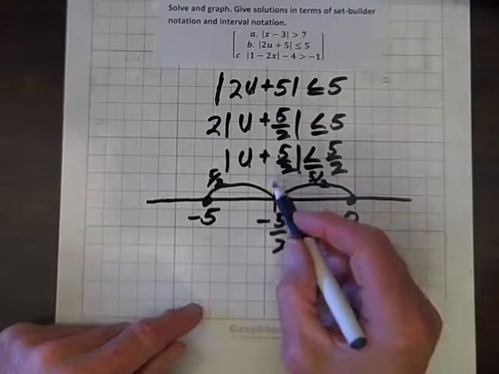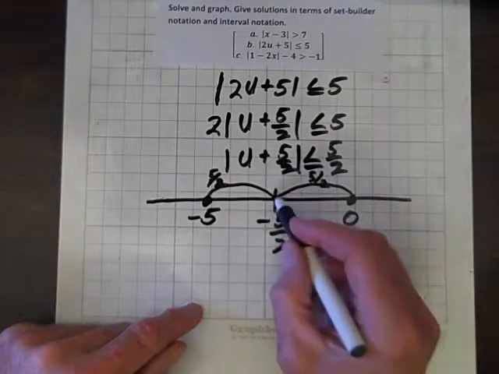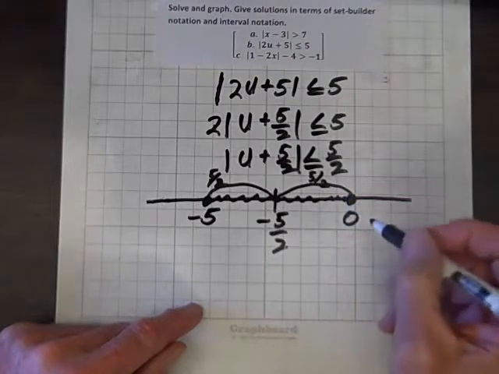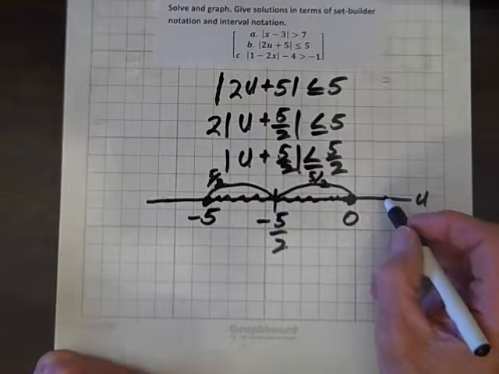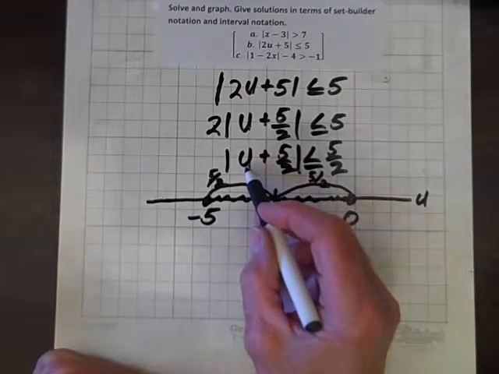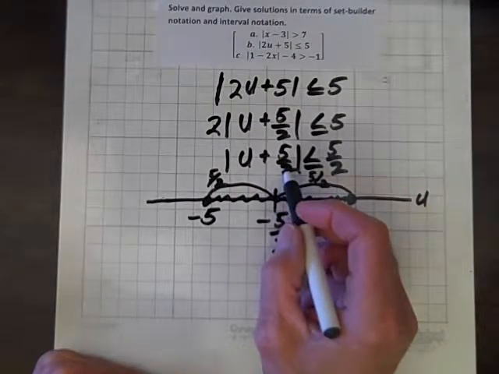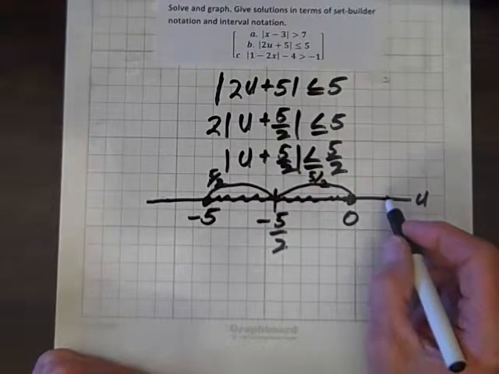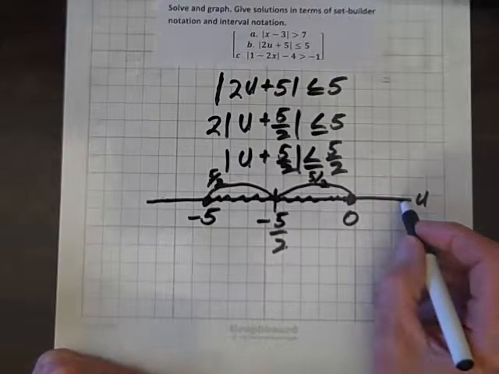On the other hand, if we replace u with negative 5 halves, we get 0, and 0 is less than 5 halves. Hey, this point satisfied the inequality, therefore every point in this interval satisfies it. Now let's try a point in this interval, such as 100, and adding 100 to 5 halves and taking its absolute value, we fail to be less than 5 halves. So since 100 failed to satisfy the inequality, every point in this interval will fail.